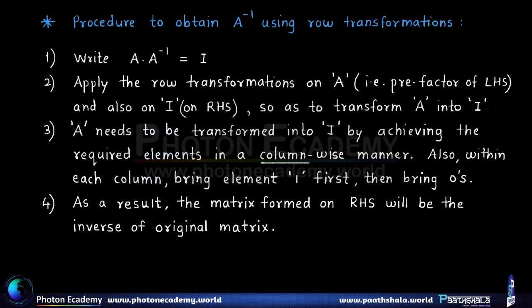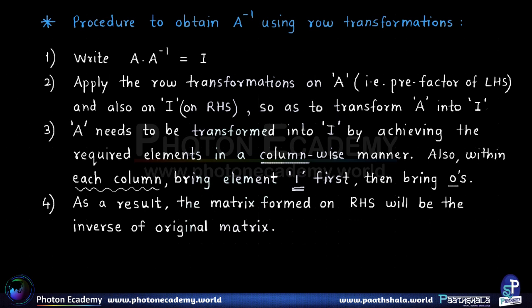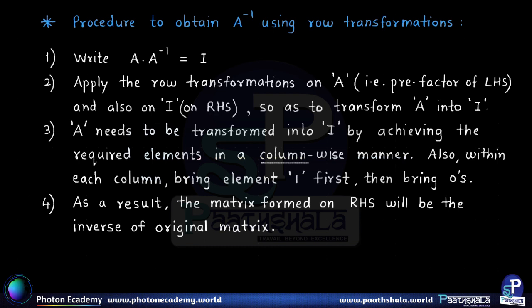Within each column of the transformed matrix A, we have to bring the element 1 first, and only then we have to adjust the remaining elements, which are the zeros. Once we do the sums it will be clear, but this is the sequence that we have to follow in every sum. Even if there is a slight change in maintaining this sequence, a problem might occur. So it is very important to stick to this particular sequence.